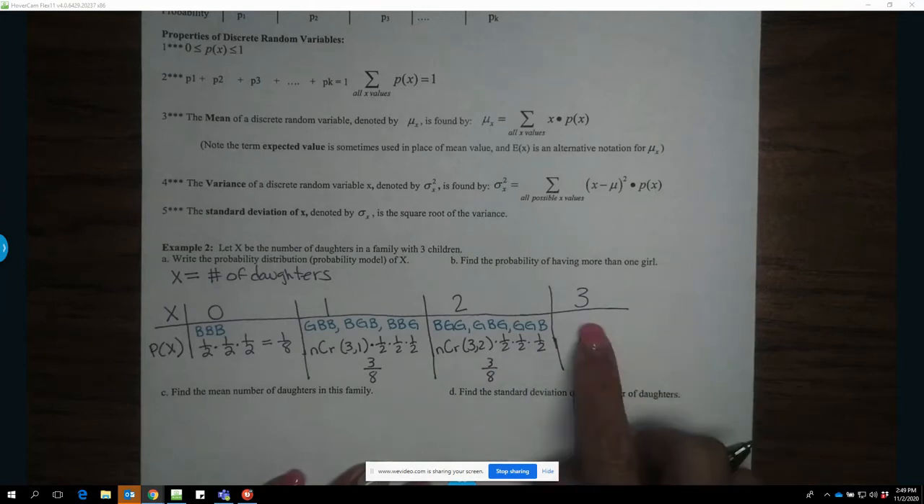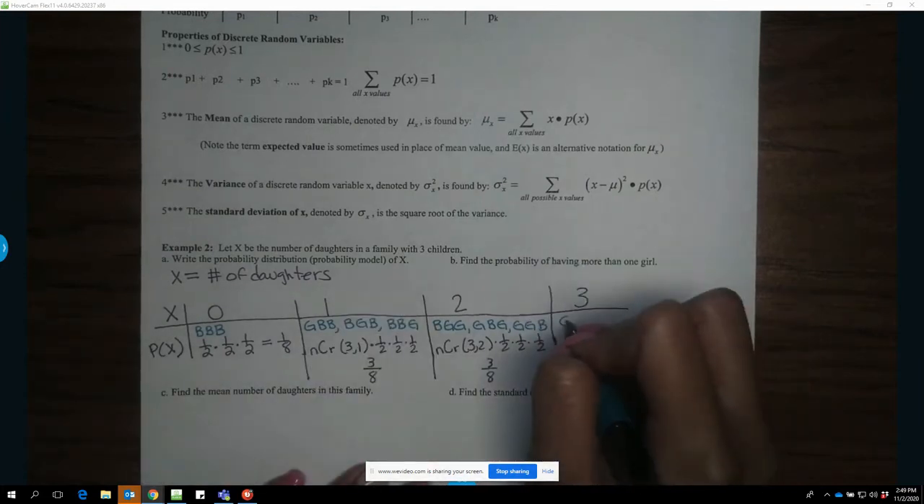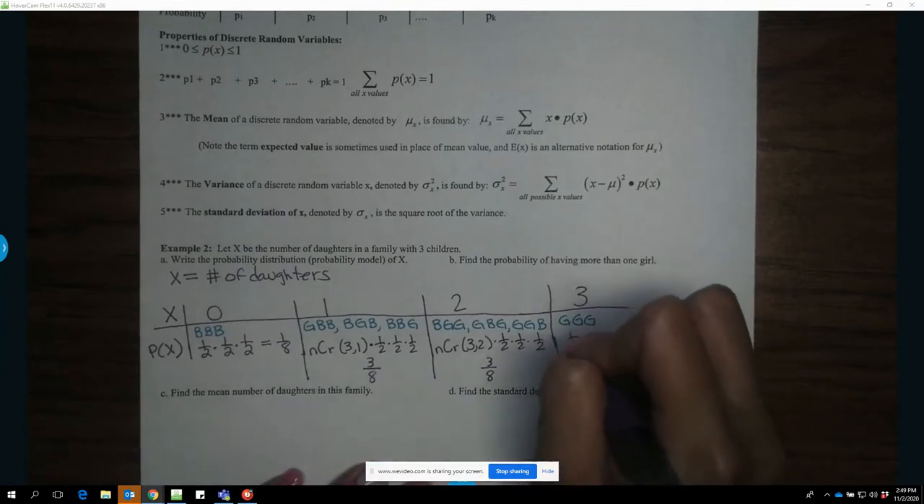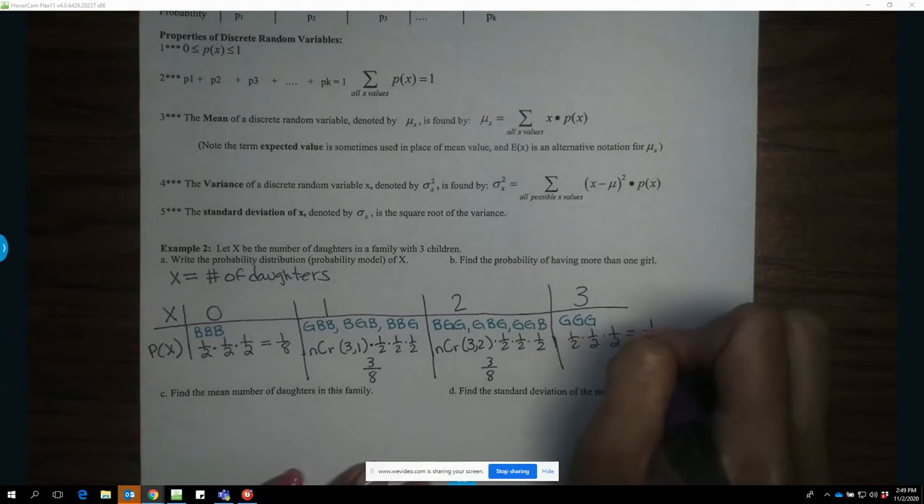And finally, the probability of having the 3 daughters, there's only one way for that to happen, and that's if they're all girls. So girl times girl times girl. So that's just 1/2 times 1/2 times 1/2. And that just gives you 1/8.